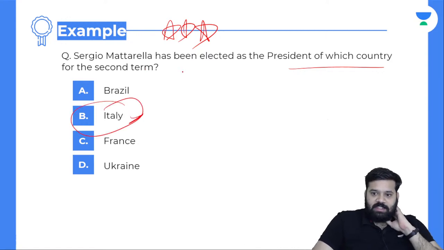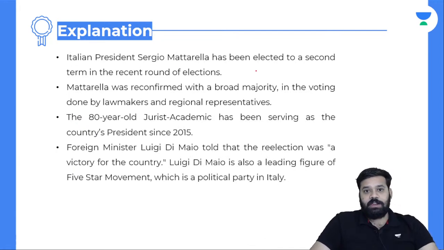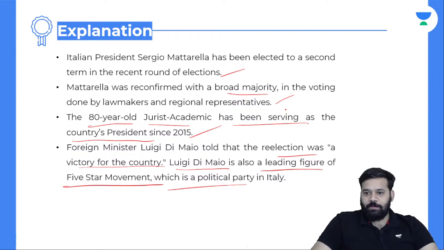Yes, Italy is the right answer. That's true. Italian President Sergio Mattarella has been elected to a second term in the recent round of elections. Mattarella was reconfirmed with a broad majority in the voting done by lawmakers and regional representatives. The 80-year-old jurist academic has been serving as the country's president since 2015. Foreign Minister Luigi Di Maio told that the re-election was a victory for the country. Luigi Di Maio is also a leading figure of the Five-Star Movement, which is a political party in Italy.